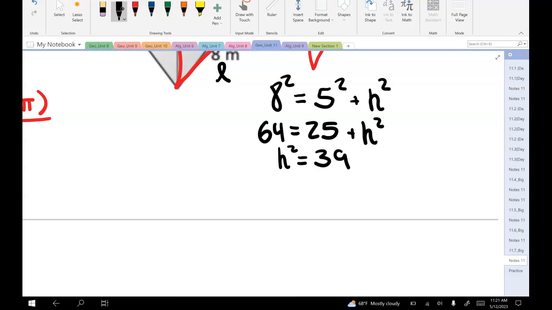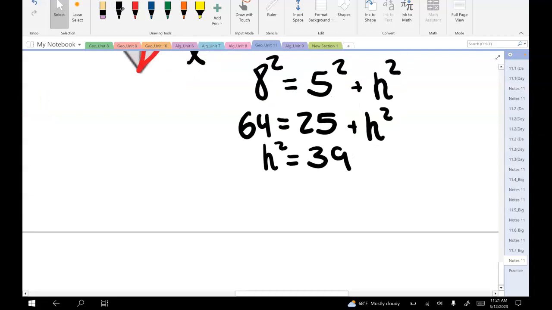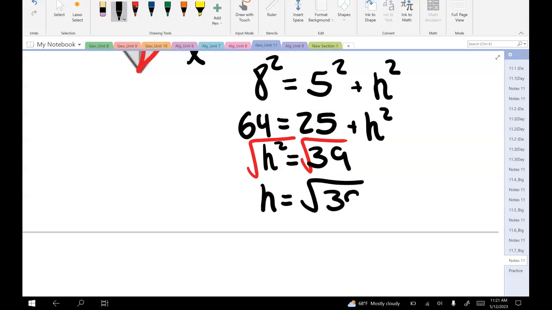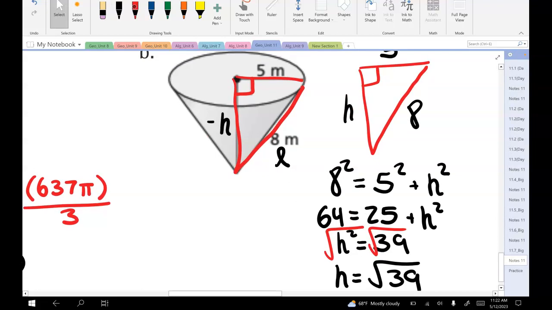And then we just want one of the H's. We don't want H squared. So we have to take the square root of both sides. So H is equal to the square root of 39. And this, again, is not a perfect square, so if you do this on your calculator, you get a long decimal. To get the most approximate answer, I would just plug square root of 39 into your volume formula. So I'm not going to get that as a decimal with any rounding. I'm just going to label H is equal to the square root of 39. We'll plug that in for H in our volume formula.